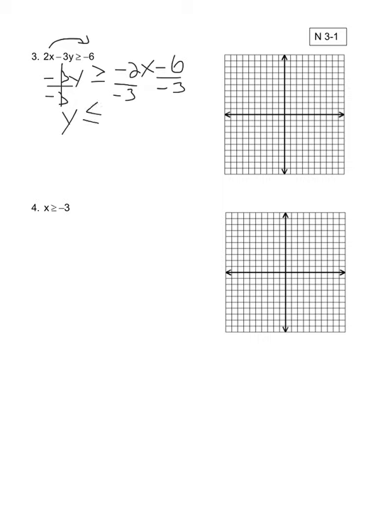A negative over a negative is a positive, so 2/3, and it's already reduced as much as it'll go, x. And negative 6 divided by negative 3 is a positive 2. So my beginning point, my y-intercept, is 2. My slope is 2/3. Okay? Now, on this guy, I notice my inequality has a line under it that's an equal to.